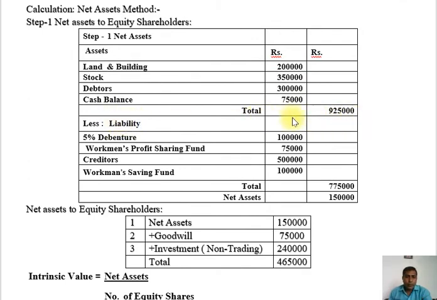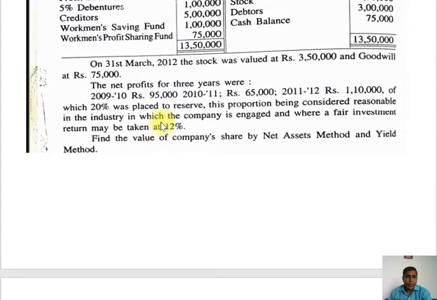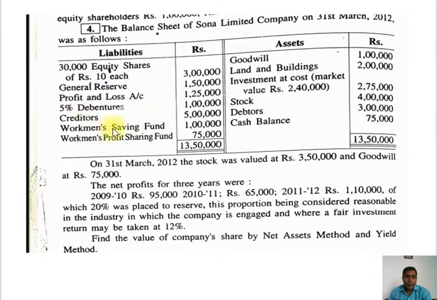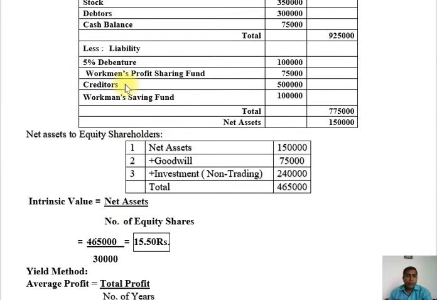Then less liabilities. Here you can see debentures, creditors, workmen's saving fund, and workmen's profit sharing fund. So there are four liabilities. We note down 5% debenture 1 lakh, workmen's profit sharing fund 75,000, creditors 5 lakhs, and workmen's saving fund 1 lakh. Total liabilities 7 lakh 75,000. So net assets: 9 lakh 25,000 minus 7 lakh 75,000, difference is 1 lakh 50,000.